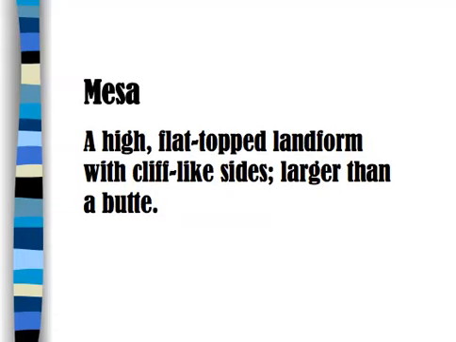Now here it is again. A mesa is a high, flat-topped landform with cliff-like sides, larger than a butte. Please take a moment and highlight flat-topped, larger than a butte. If you feel the need to pause the video, feel free. Maybe go grab a drink or something and come right back. Otherwise, we're going to keep going.